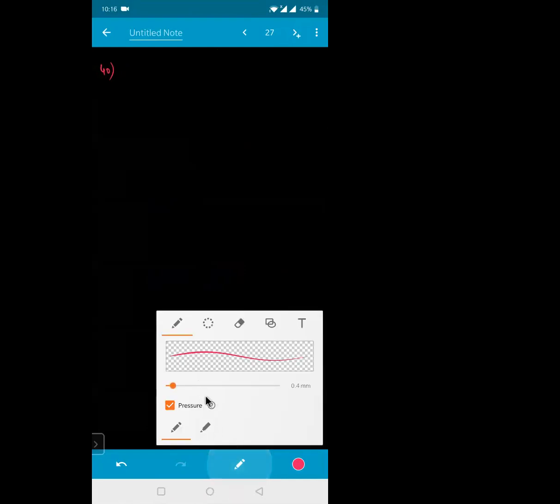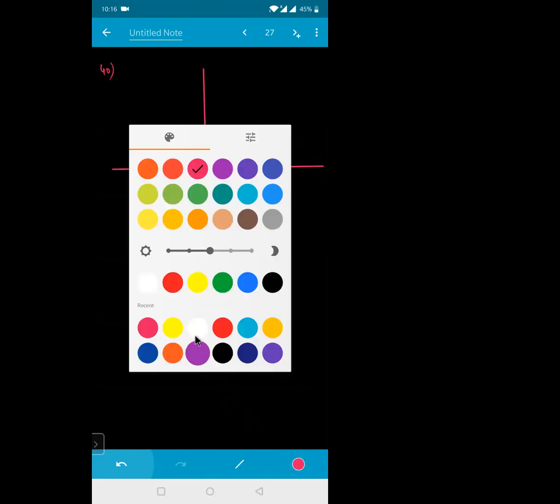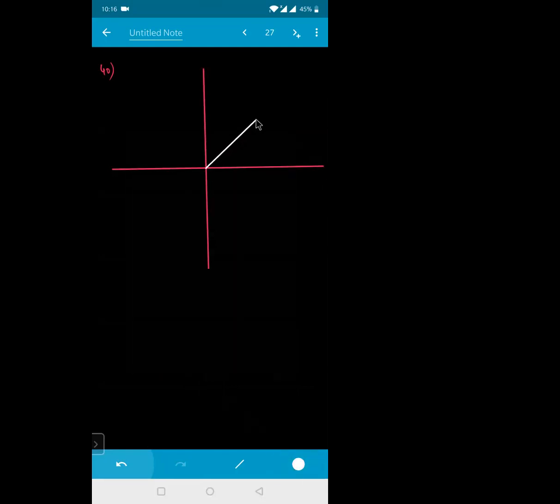Question number 40, how many students have done it? Question number 40 is only about resolving, nothing else is there in that one. So this one is, for example, your x-axis, and the other is your y-axis. There is one force in this direction like this, and there is another force in this direction like this, and there is another force in the downward direction like this.